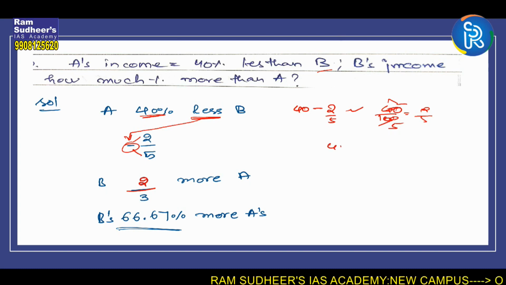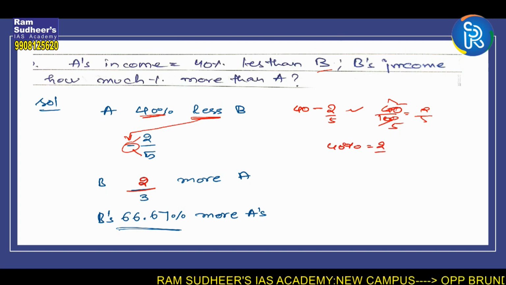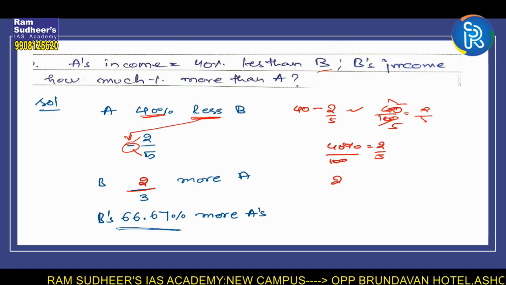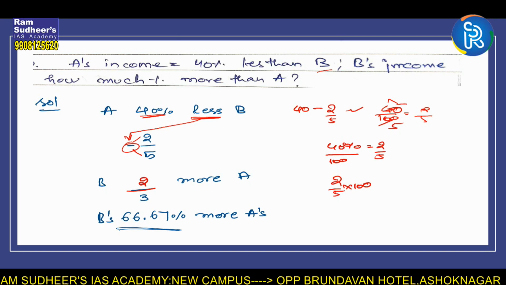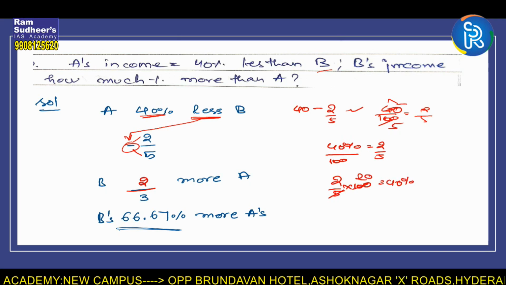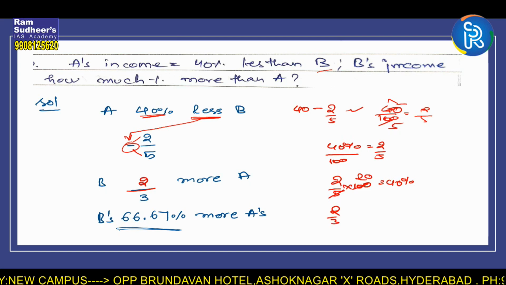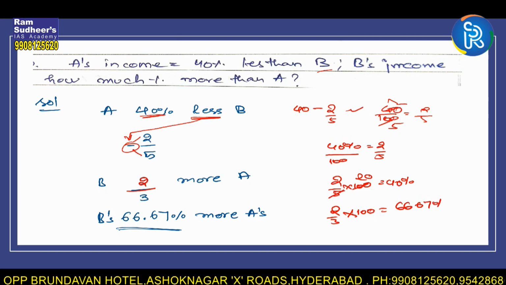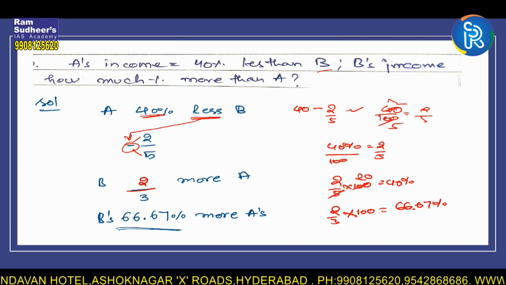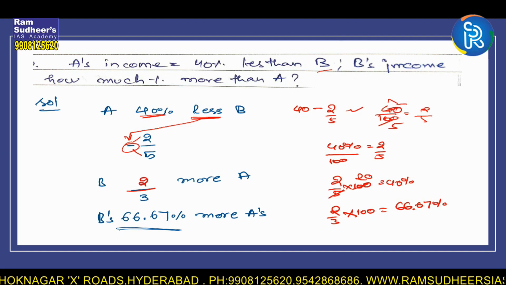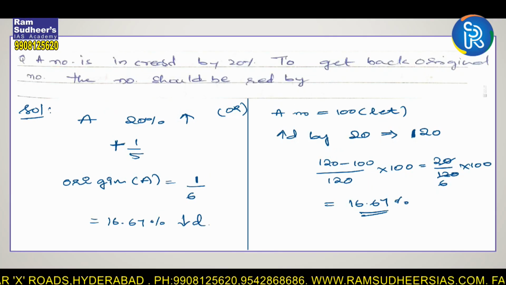40% you have written as 2 by 5 by dividing it by 100, and how can you write 2 by 5 as 40? 2 by 5 into 100, which is 40%. In the similar manner, 2 by 3 can also be written in percentage terms, 2 by 3 into 100, which is 66.67%. Therefore, B's salary is 66.67% more than A's. I think the question is clear. We'll move on to the next problem.